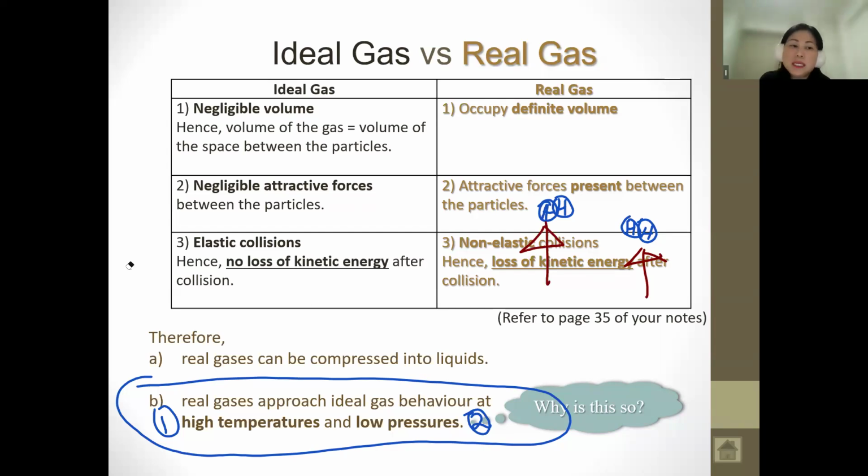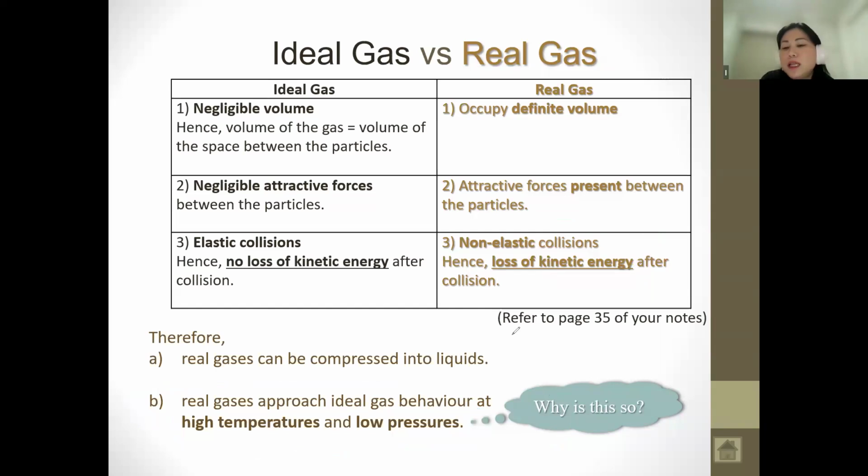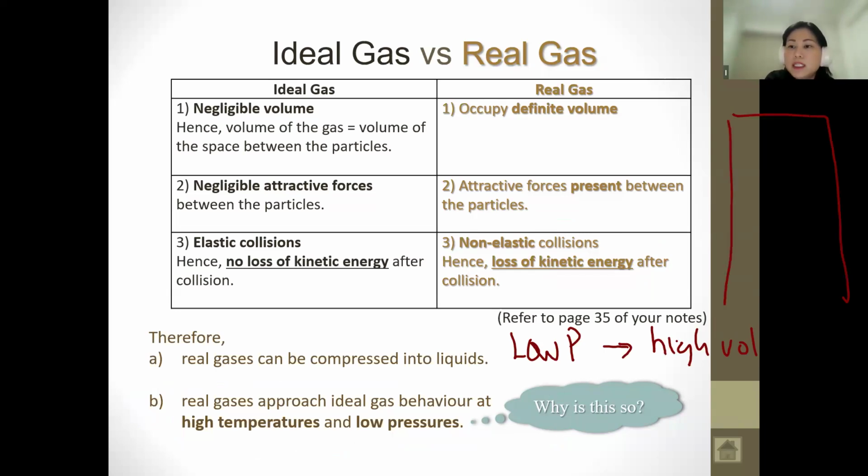Okay, next, besides heating, how about the pressure part? How does the pressure come in? Now, when we have a low pressure, usually we will have a very high volume. Pressure and volume are inversely related. So when I have a low pressure, I have a high volume. Then the volume of the container is very, very large.